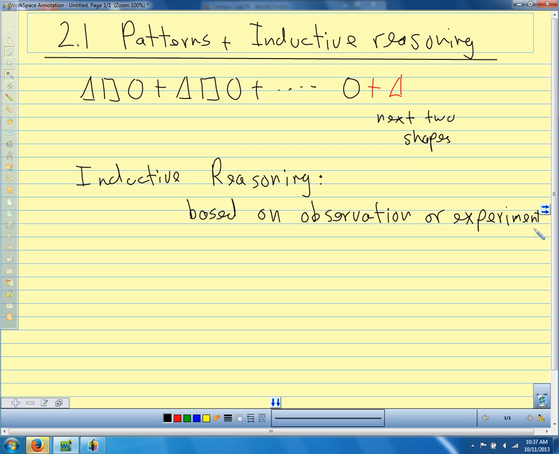So we looked at this pattern, and we tried to come up with a rule. What is our rule? Well, our rule is that we have these four shapes and they repeat one after the next. So we observed what was happening. We used inductive reasoning. The rule that we came up with is called a conjecture. Conjecture is our guess as to what the pattern is, or our guess as to what the rule is.